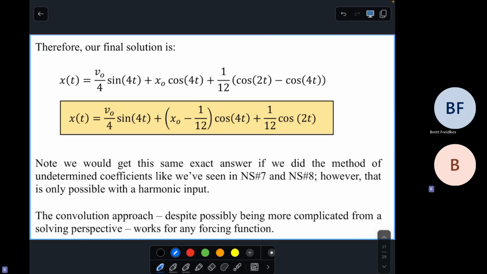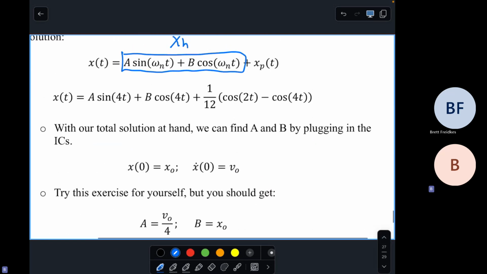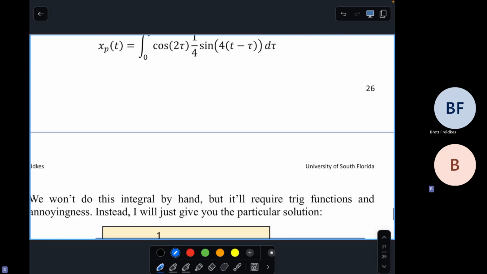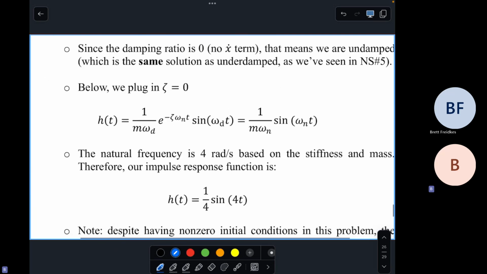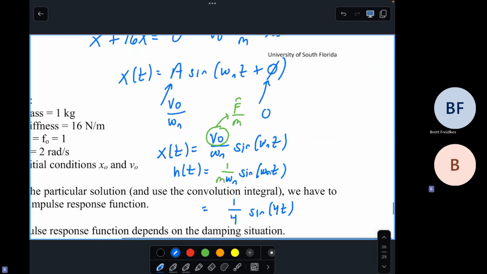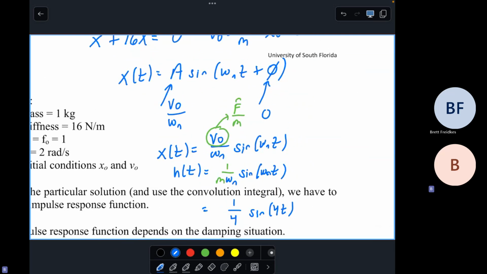Yes. Or where I was writing. Here. Yes. That's correct. Change the notation. Chad.